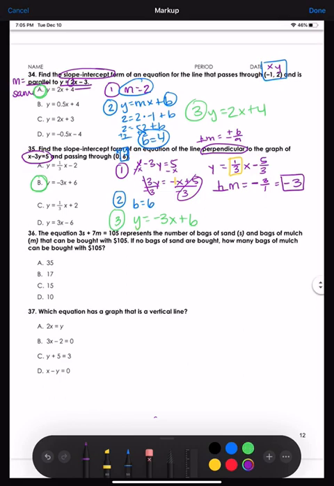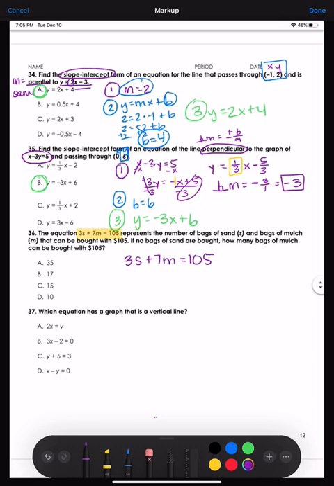All right, 36. The equation 3s plus 7m equals 105 represents the number of bags of sand and bags of mulch that can be bought with $105. If no bags of sand are bought, how many bags of mulch can be bought with $105? So they're giving me the equation and a value, and asking me to solve. So I'm going to drop this down here and think through how to solve this.